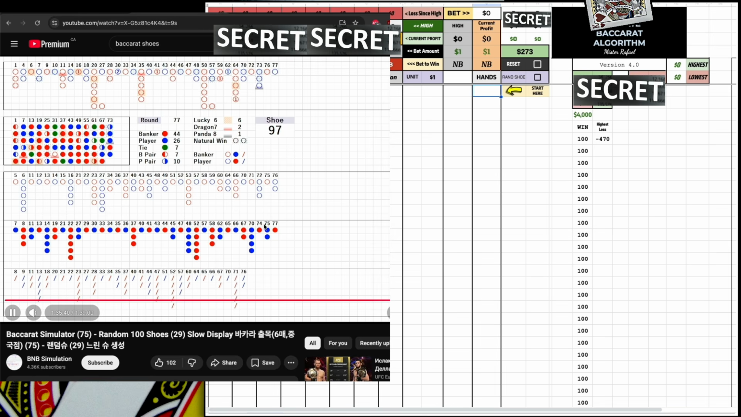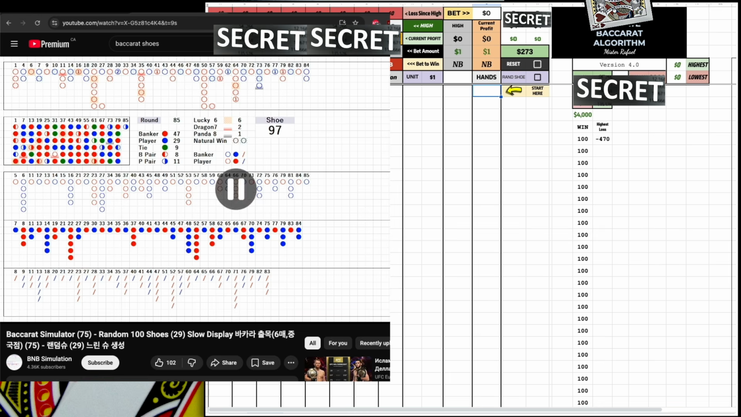It looks like a banker heavy shoe. This algorithm, as you guys can see, handles all sorts of different shoes well. It doesn't focus on one thing. It's a combination of different bets along with a combination of different betting strategies. It's very complicated. All right, here we go. Shoe 97.